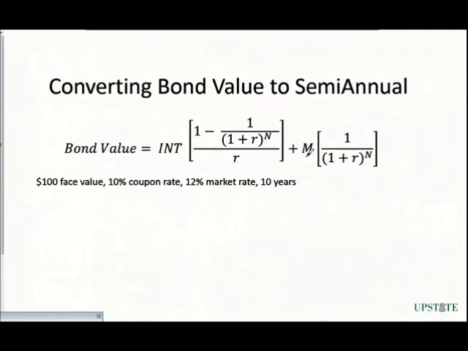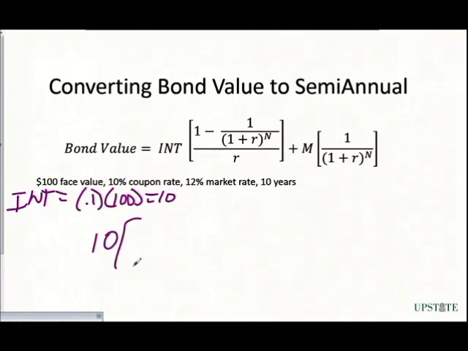So what we're going to do right now is look at converting bond values to semi-annual. We're going to start by doing a regular annual bond, receiving annual payments. In this example we have a 10% coupon rate, so we need to figure out what our interest payments are. That's 0.1, our 10%, multiplied by the $100. So we have an interest payment of $10.